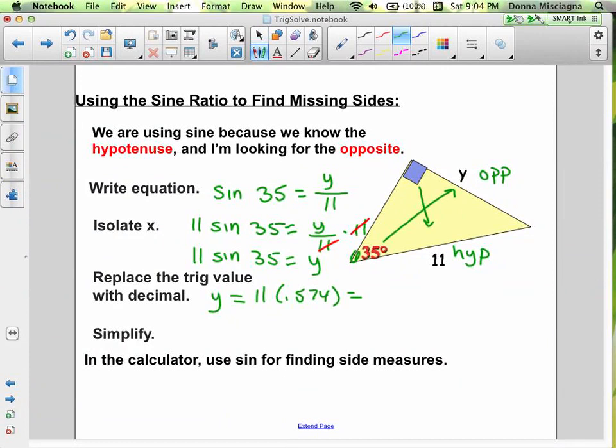All right, let's plug that in. So we have, into a calculator, 11 times 0.574. 6.314. And since the hypotenuse is 11, we're expecting a number smaller than 11. Right? And so now let's use the calculator. In the calculator, we'll use sine for finding the side measure. In this case, I'm going to have to put the trig ratio first because my calculator is backwards. But if you're using a calculator that works forwards, you can just simply type in 11 sine 35, and you will get the answer. I'm going to have to do sine 35 and multiply that times 11.